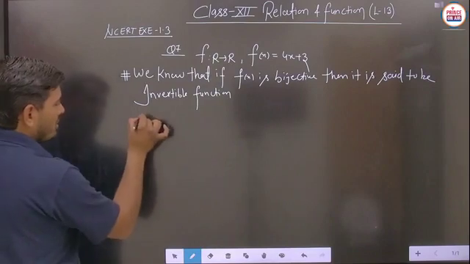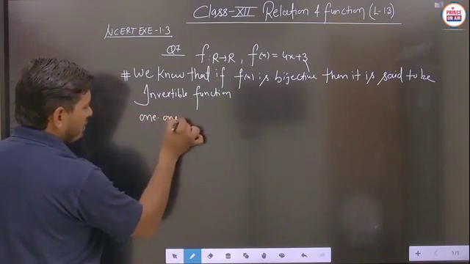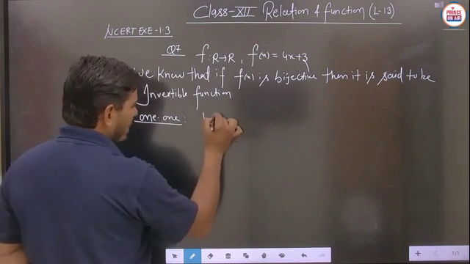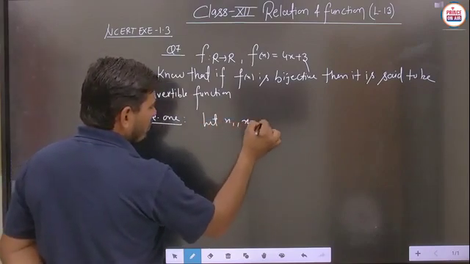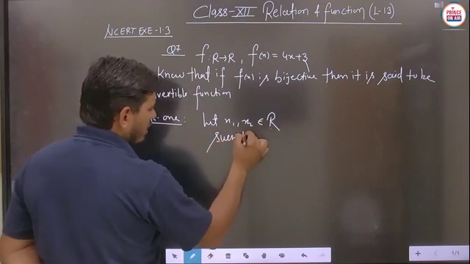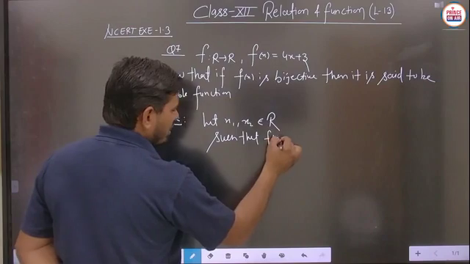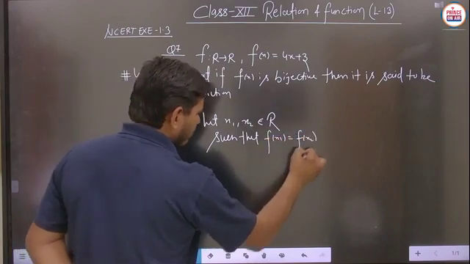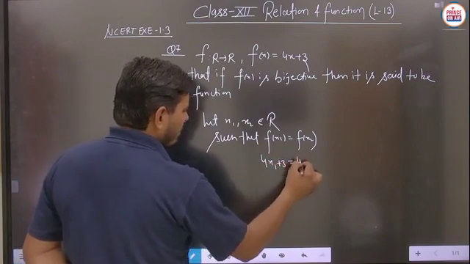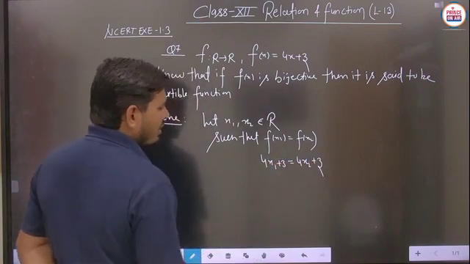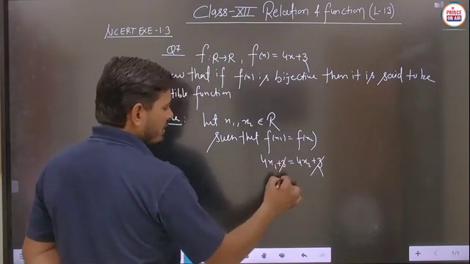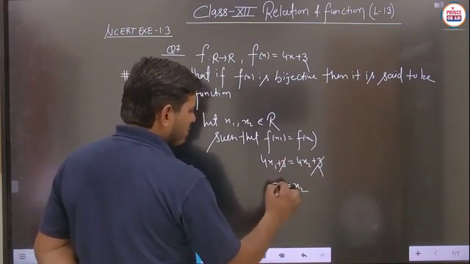The very basic condition for one-one you know very well, because we have discussed various types of questions. So let x1, x2 belong to the set of real numbers such that f of x1 equals f of x2. Now you can say that this is 4x1 plus 3, and this equals 4x2 plus 3. A very simple calculation: this 3 will get cancelled out. After that 4x1 equals 4x2, so you will get x1 equals x2.